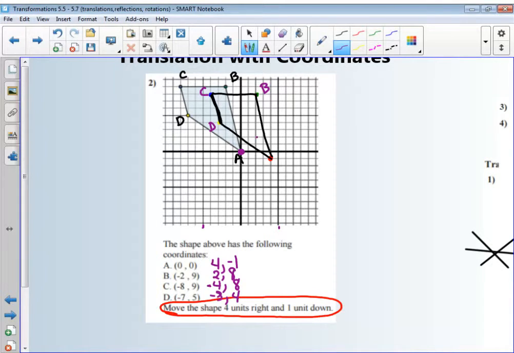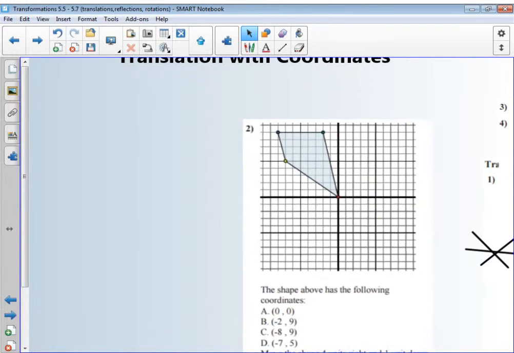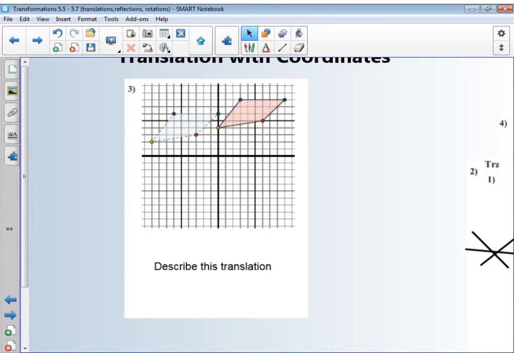Okay, so we're going to go ahead and try another concept. On the bottom of your page, you'll notice that I modified it so that we could practice writing out what the translation is. So on number 3, we're going to do the translation from this lighter figure. This is the original figure. And let's do our translation to the darker figure. So this is our new figure.